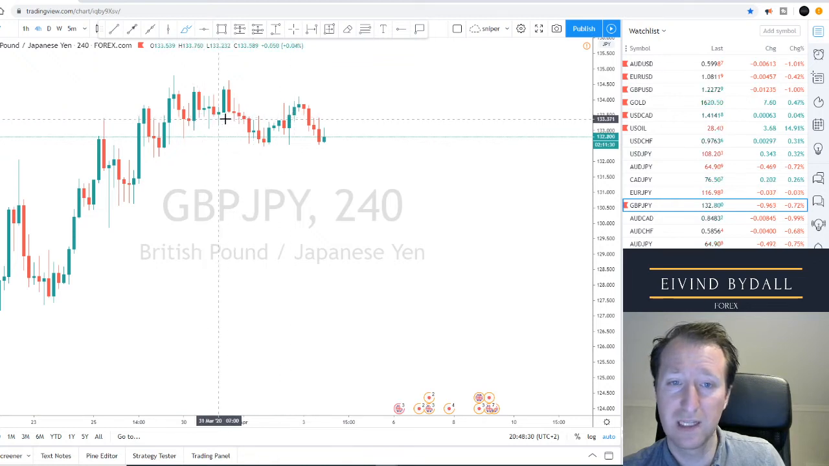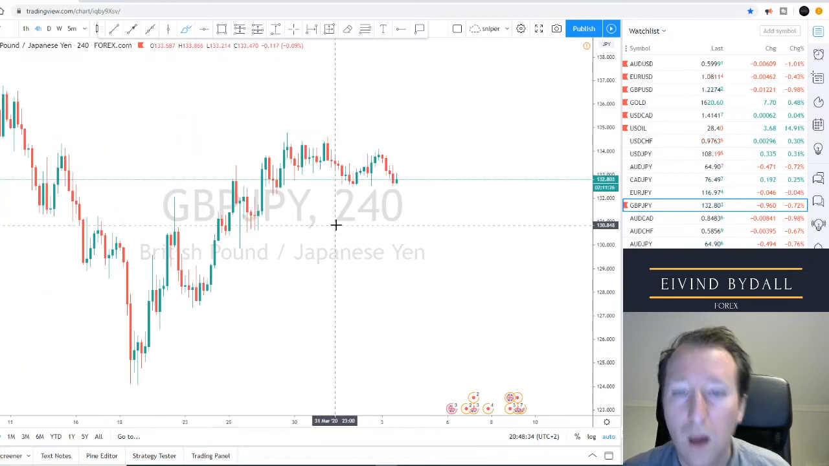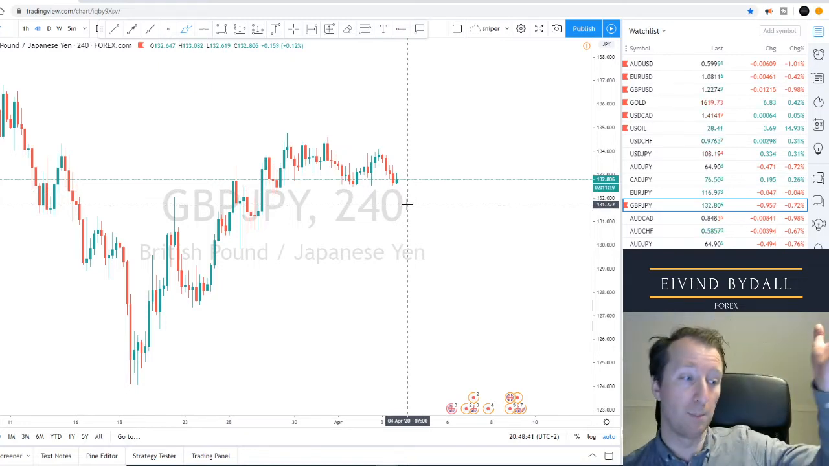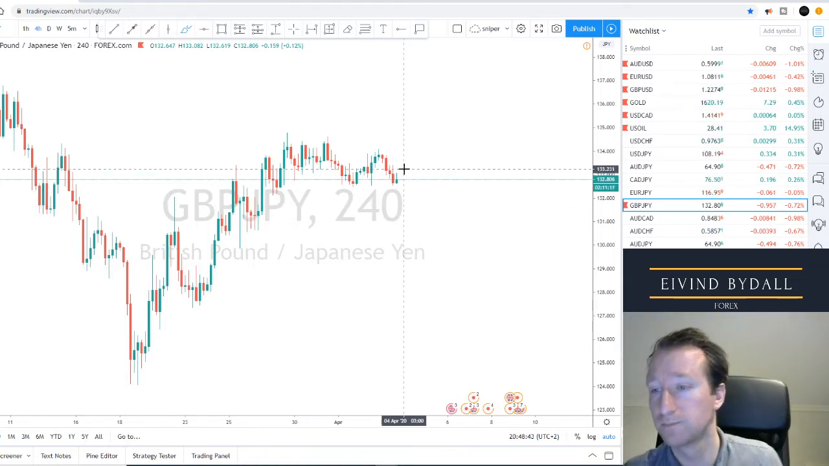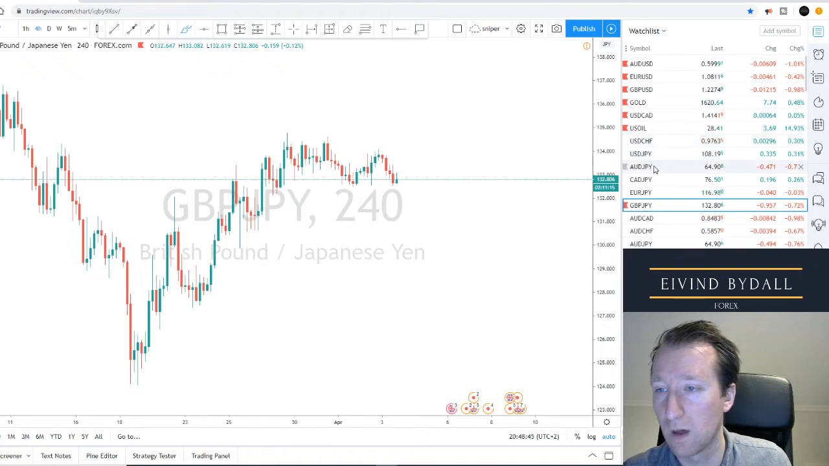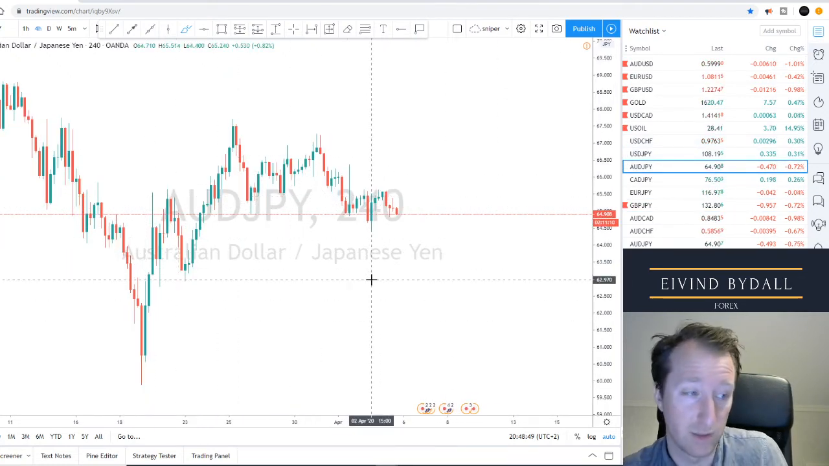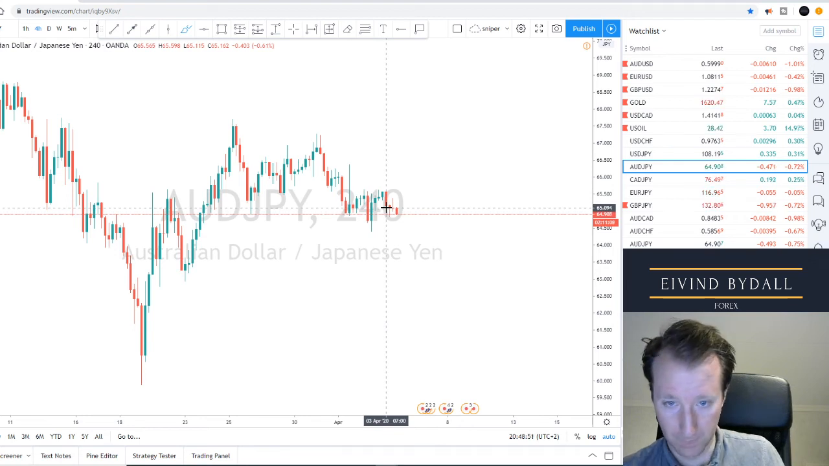This is definitely a playable move for me, but it went so high again. But it's kind of respecting this level. If it makes a new low next week, I am definitely going to do it again. Okay, so Aussie yen, I was quite fast on that, but that has turned down to the lower side.